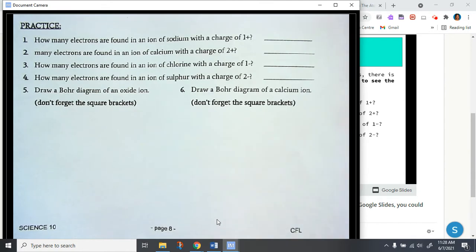If you're following along in your notes, we're on page 8. Okay, so how many electrons are found in an ion of sodium with a charge of 1 plus? So remember, an atom is neutral, an ion has a charge. And an ion has a charge because it's gained or lost an electron. I find the biggest thing with students is when they see that 1 plus, they think it's gained electrons. And that's not the case. If it's 1 plus, it's lost electrons. If it's 1 minus, then it's gained electrons.